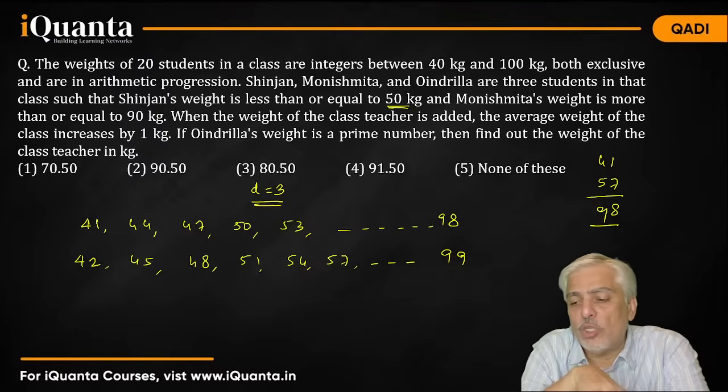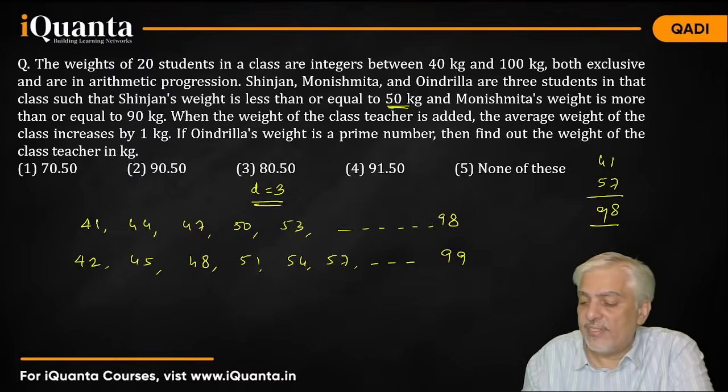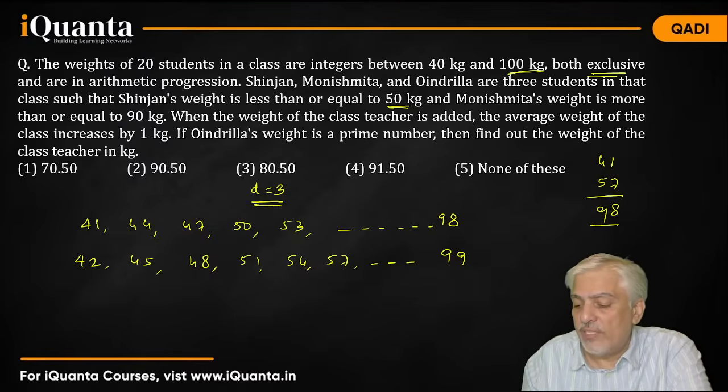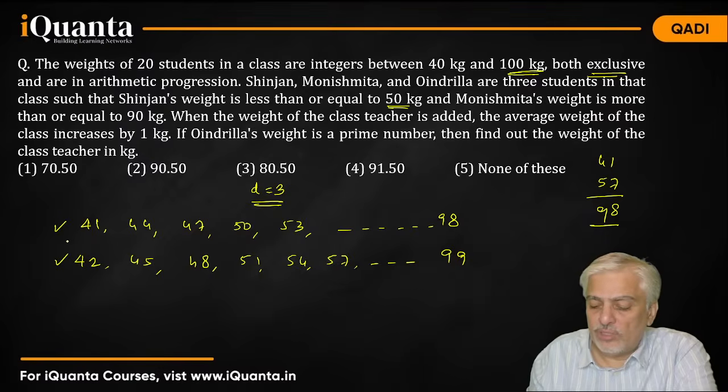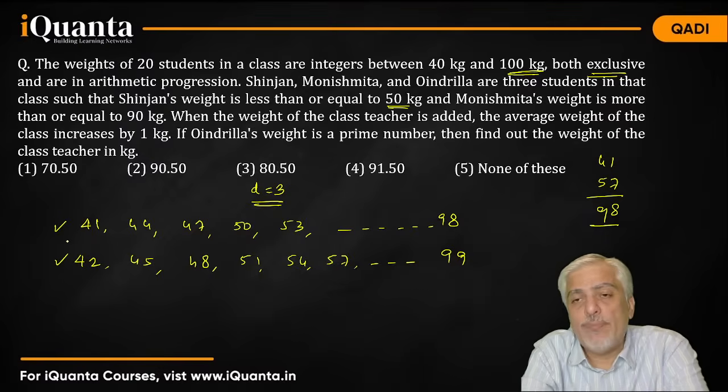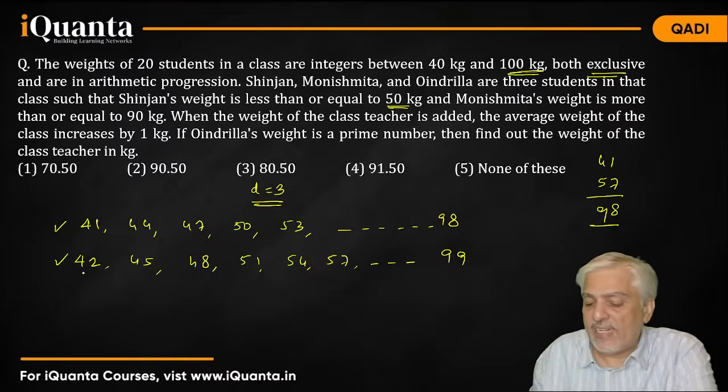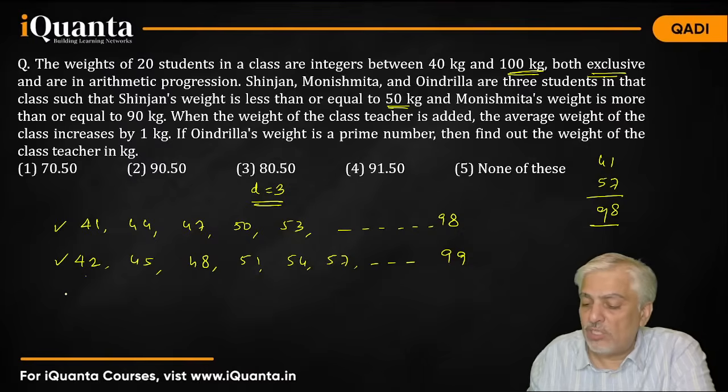I have no other choice. Do you agree with that? If I start with 43, it will reach 100. And that's exclusive, so 100 was not allowed. So these are the only two choices you have. Now, if you look very carefully, the second one is not going to be possible because of the prime number rule.